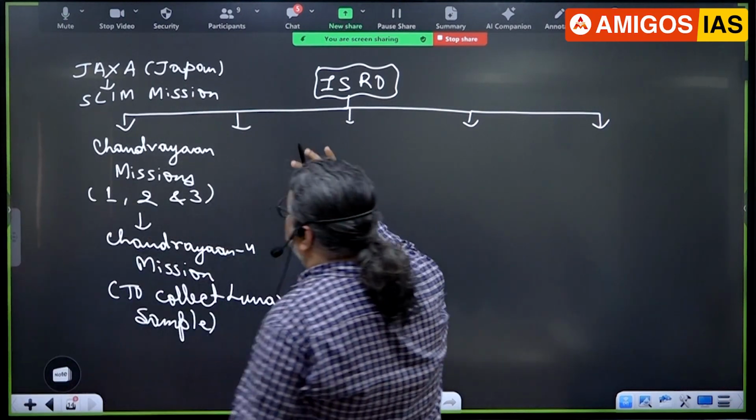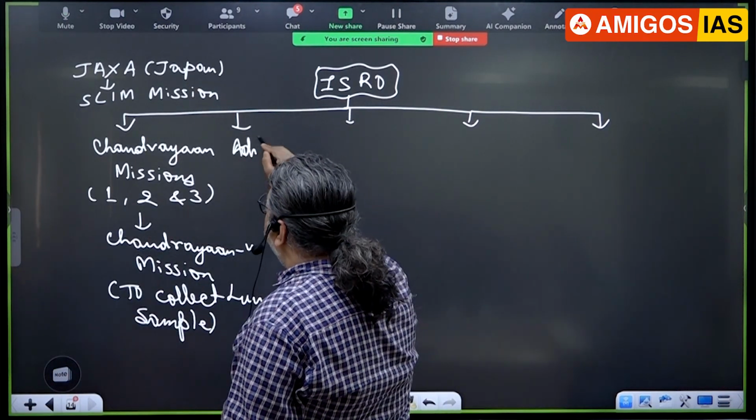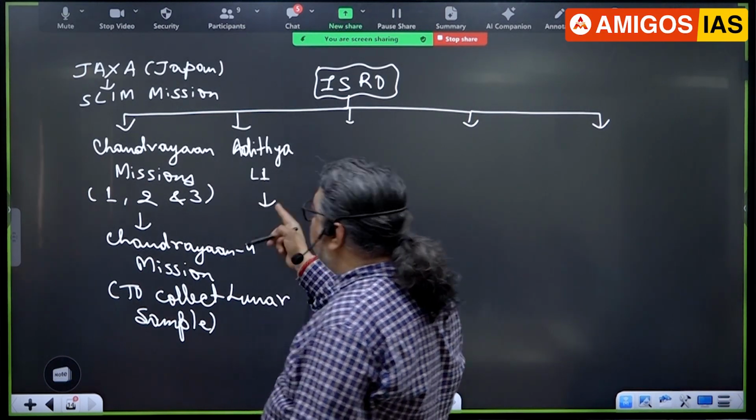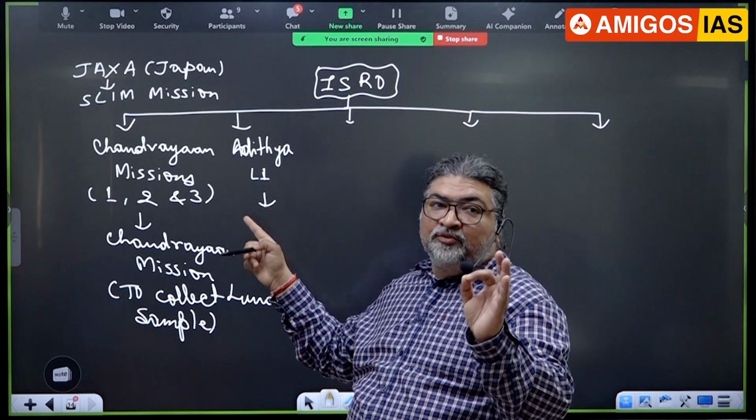Now the second thing, what is very important which we have discussed right now? The Aditya L1 mission. Now what is very important here? How many instruments are there?